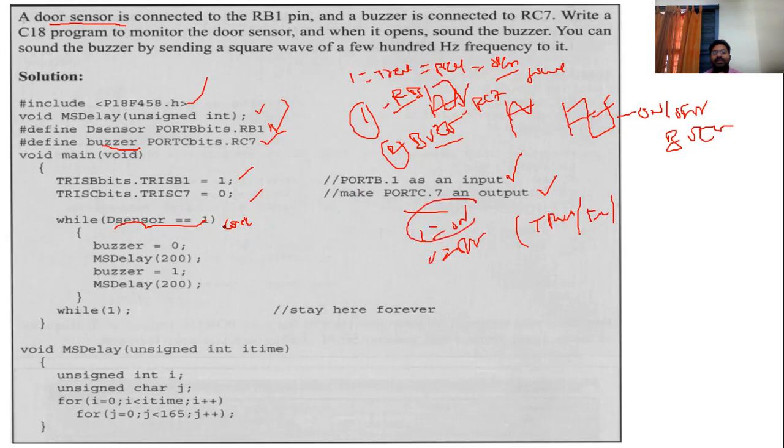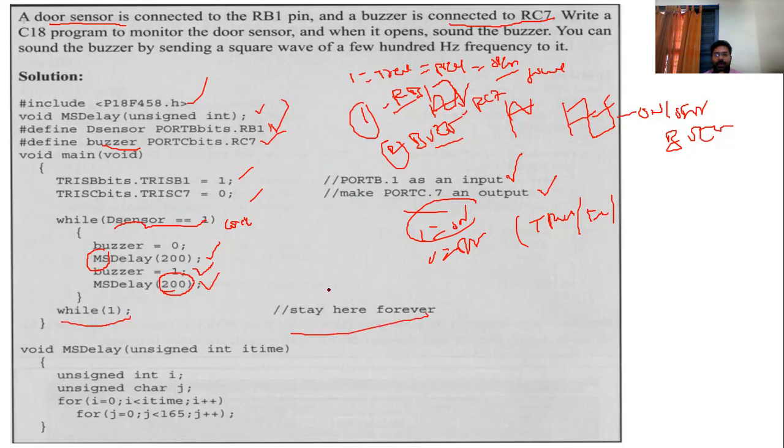One is on. If it is equal to on, you send the information to RC7 in the form of a signal. It takes some time, maybe 200 milliseconds; ms means milliseconds. So buzzer is equal to 1, which is nothing but on, and you turn on that buzzer. Again, that will take 200 milliseconds. While one means stay forever.